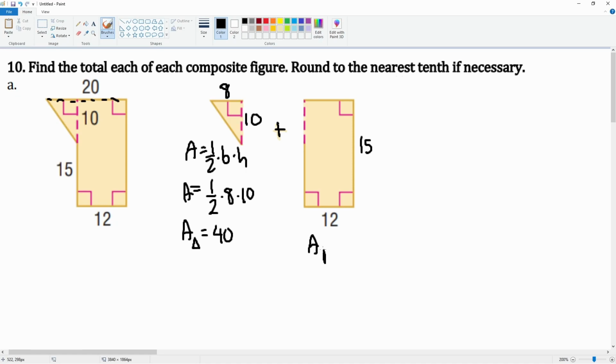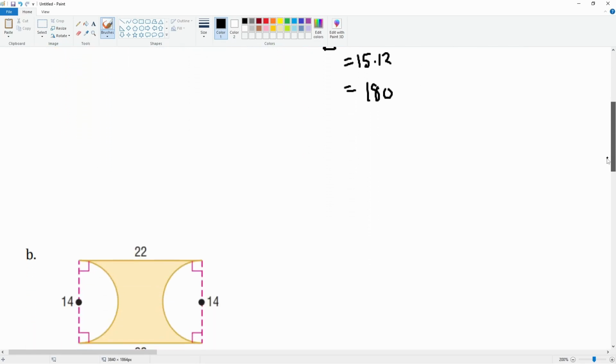The area of this rectangle, which is just length times width, is just 15 times 12, which is 180. So this totals 40 plus 180 gets you 220. Okay, that is the total area here. You have to find the individual pieces, then just add them together.